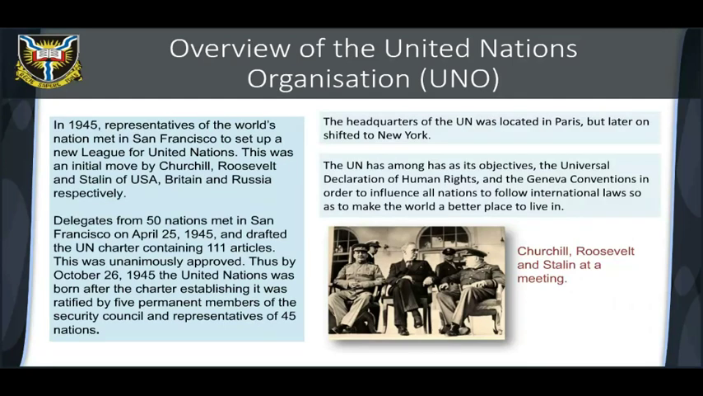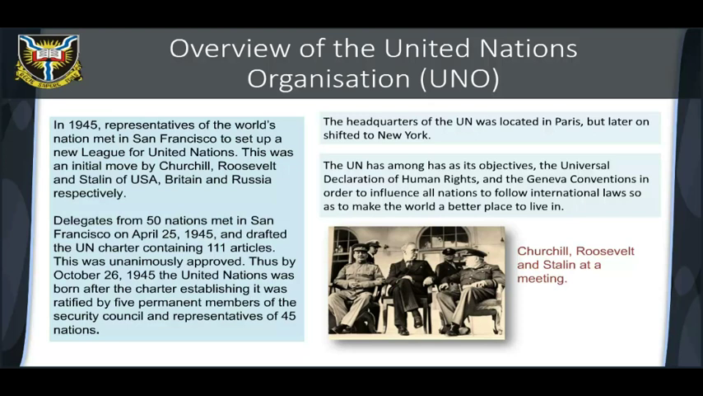Overview of the United Nations Organization, UNO. In 1945, representatives of the world's nations met in San Francisco to set up a new league for United Nations. This was an initial move by Churchill, Roosevelt, and Stalin of USA, Britain, and Russia respectively. Delegates from 50 nations met in San Francisco on April 25, 1945, and drafted the UN Charter containing 111 articles. This was unanimously approved. Thus, by October 26, 1945, the United Nations was born.